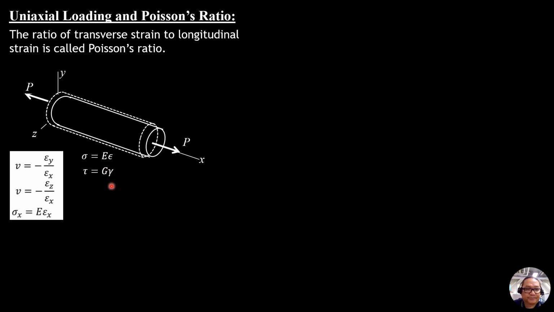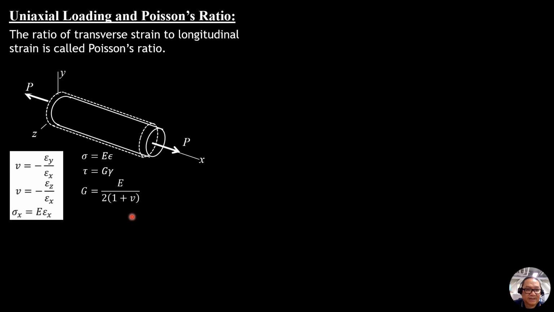Then the formula for computing this G in terms of E: G is equal to E over 2 times quantity 1 plus Poisson's ratio. So that's the value of G in terms of E.